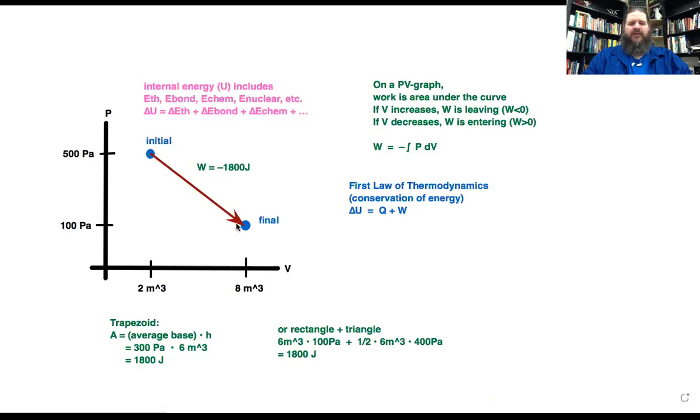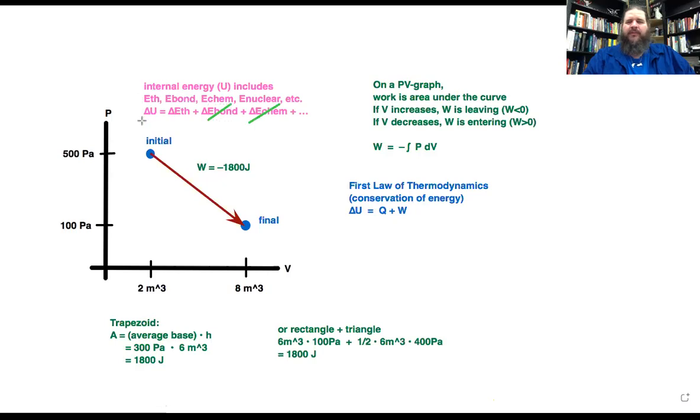For instance, in this process, we're assuming only thermal energy is changing. The substance could have chemical energy, but we're assuming there are no chemical reactions happening, so the chemical energy is not changing. The substance might have bond energy depending on what phase it's in, but we're assuming it's not changing phase, so there's no delta bond energy. And it has nuclear energy, but there's no nuclear fission or fusion going on, so that's not changing. The only thing changing here is thermal energy.